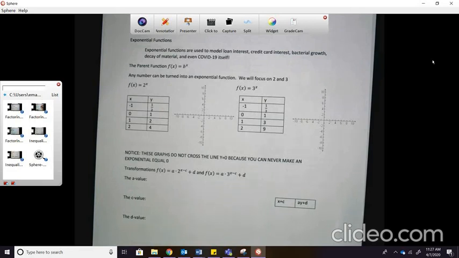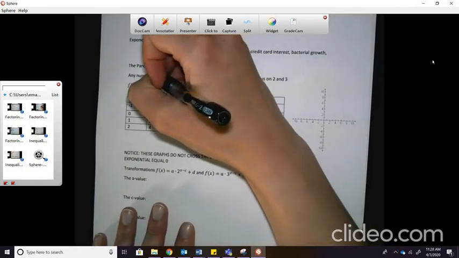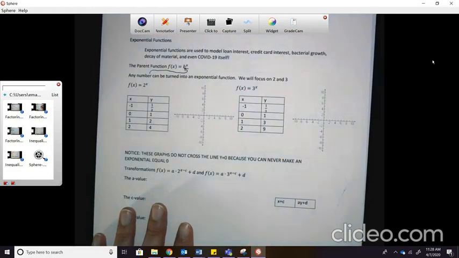It also is used to calculate bacteria growth, decay of material, and also COVID-19 is actually modeled using an exponential function, and there's an article I'm going to post about that later too. When we have an exponential function, actually any number can be turned into an exponential function. So this b represents any number, and it's raised to the x power. That's an exponent. We are purposely going to focus on 2 to the x and 3 to the x. There's a ton more exponential functions. We just don't have time for them.